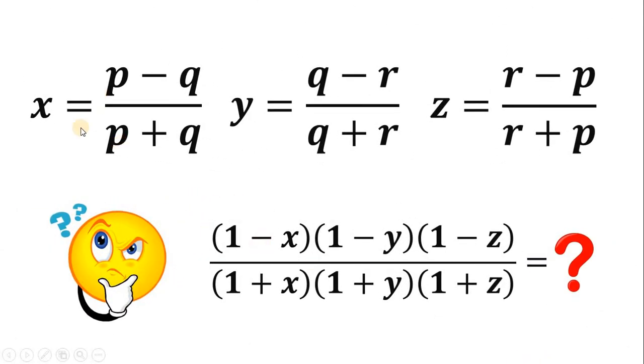Given that x equals (p minus q) over (p plus q), y equals (q minus r) over (q plus r), and z equals (r minus p) over (r plus p), the question is, what is the value of (1 minus x) times (1 minus y) times (1 minus z) all over (1 plus x) times (1 plus y) times (1 plus z)? You can pause this video if you want to give this problem a try.